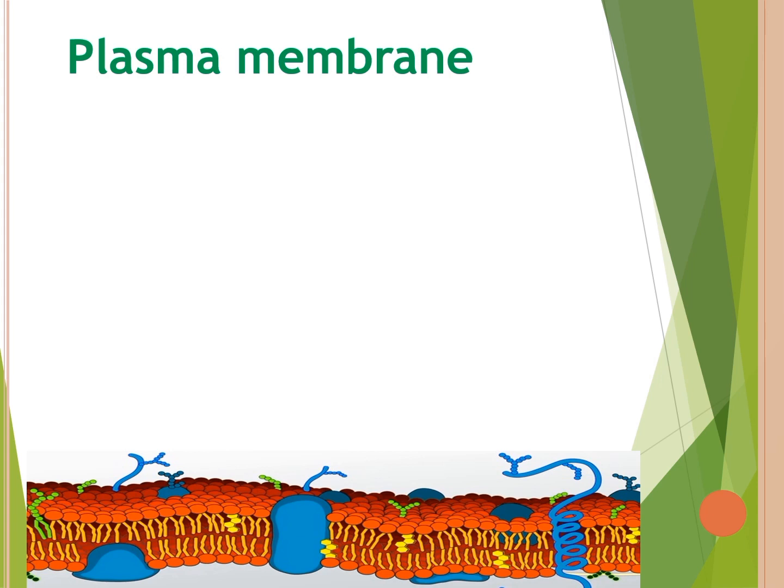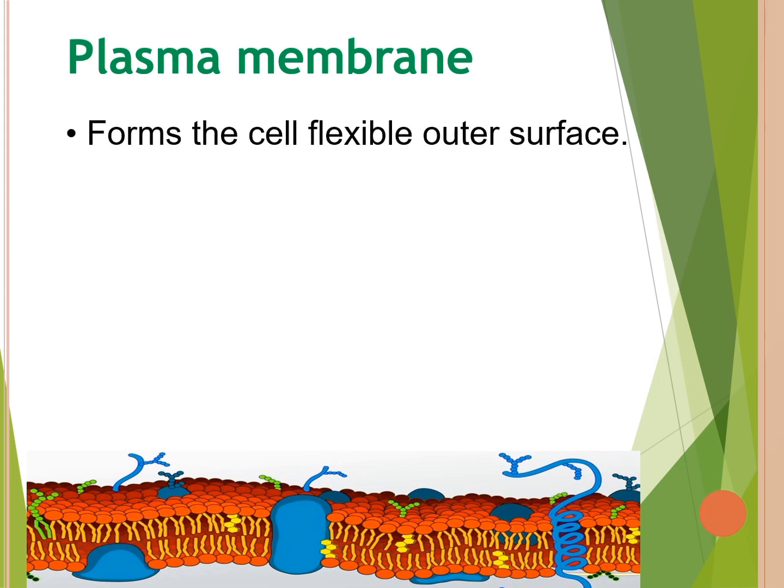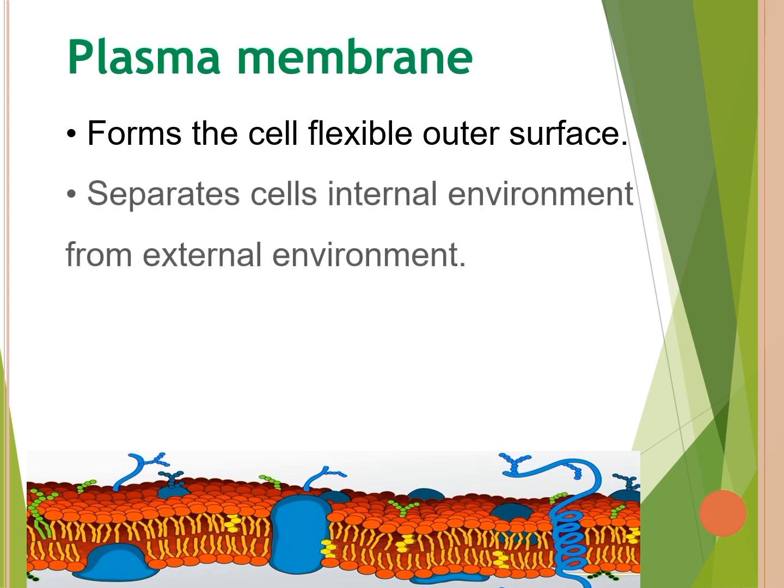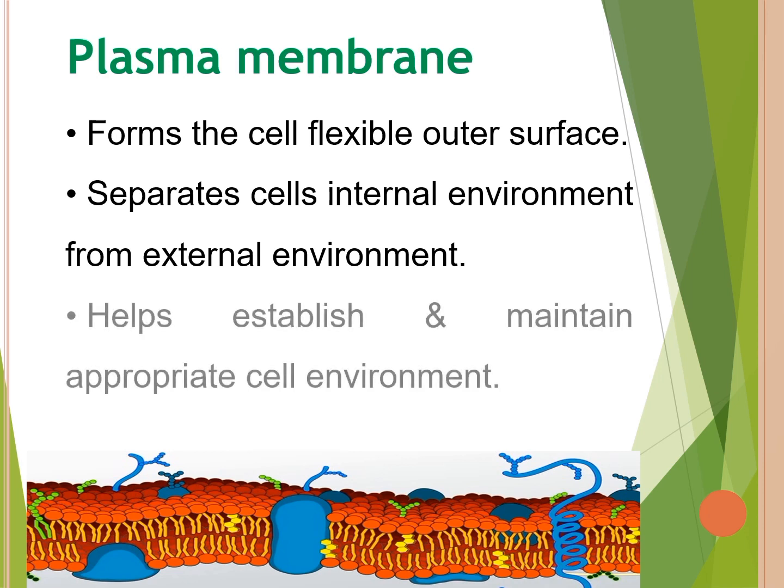The first part of a cell is plasma membrane or cell membrane. It is a thin membranous structure that encloses a cell. It forms the cell flexible outer surface. It is a semi-permeable membrane that separates everything inside the cell from everything outside the cell. It is a selective barrier that regulates the flow of materials into and out of a cell.